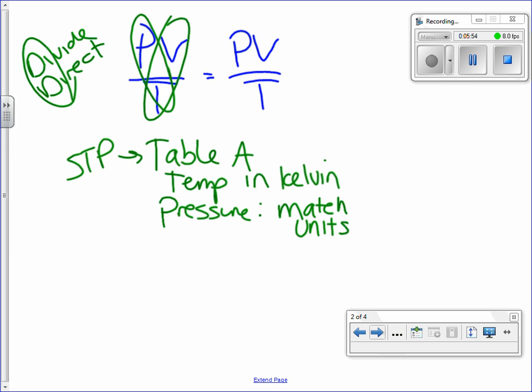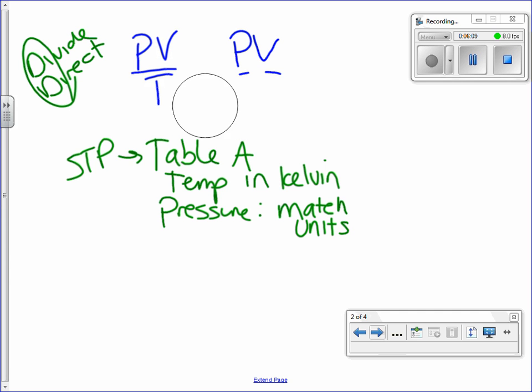Okay? When you're using this formula, PV over T equals PV over T, if something is constant, it cancels out. So if it's at constant temperature, your temperature would essentially go away, and you're left with Boyle's law. If it was constant volume, your volume goes away, and you're left with a different law.